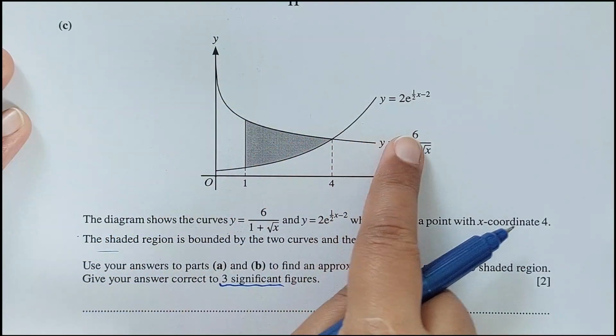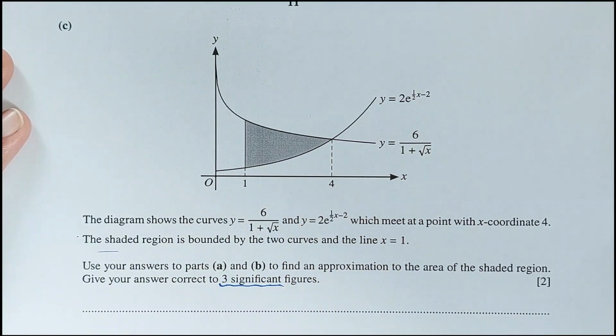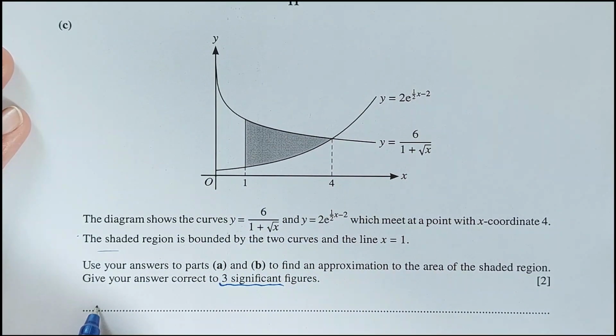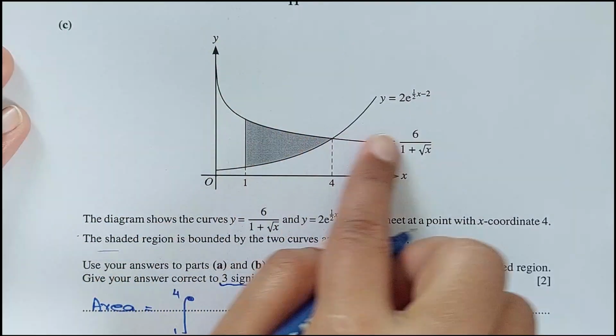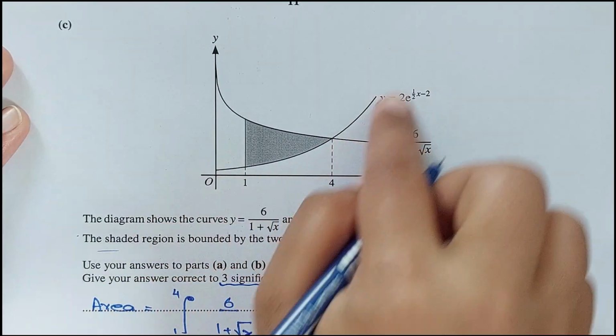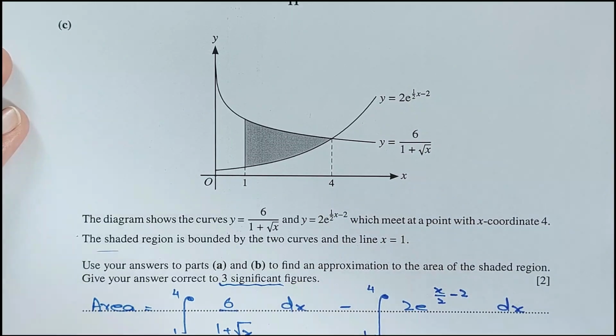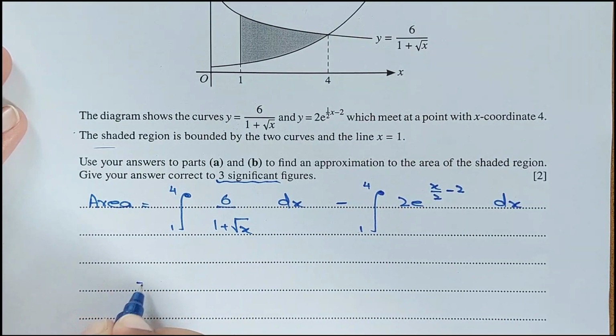So the area of the shaded region is bounded between the two curves. So we have to find the integration of the upper curve between 1 to 4, and we got the answer for the first one. So area is basically the integration from 1 to 4 of the upper curve, this curve, which is 6 over 1 plus square root of x dx, minus integration of the lower curve, which is 2 e power x by 2 minus 2 dx, right?